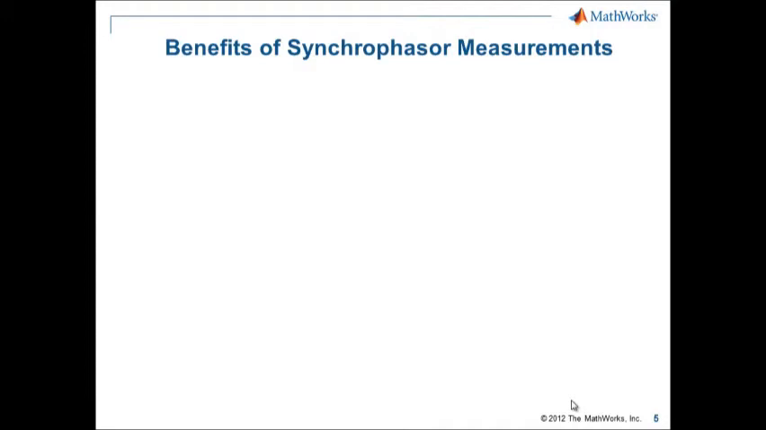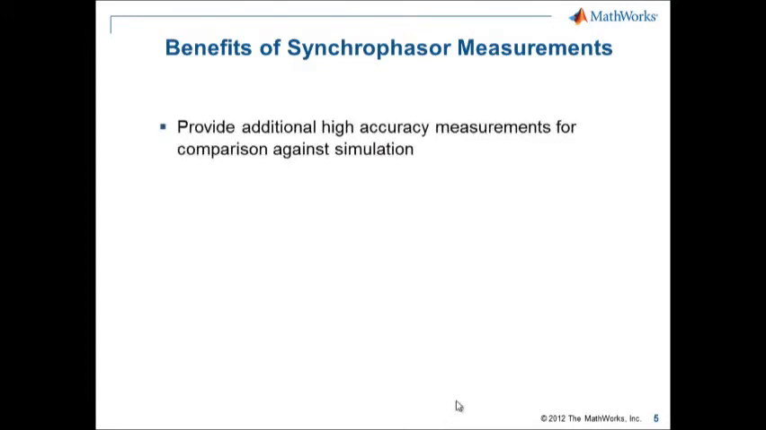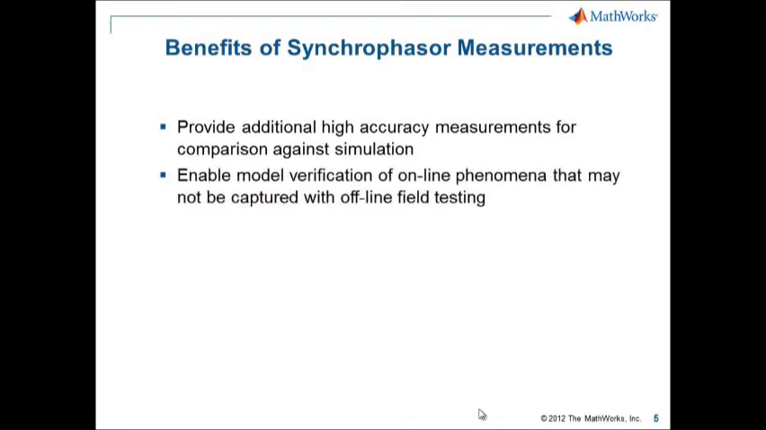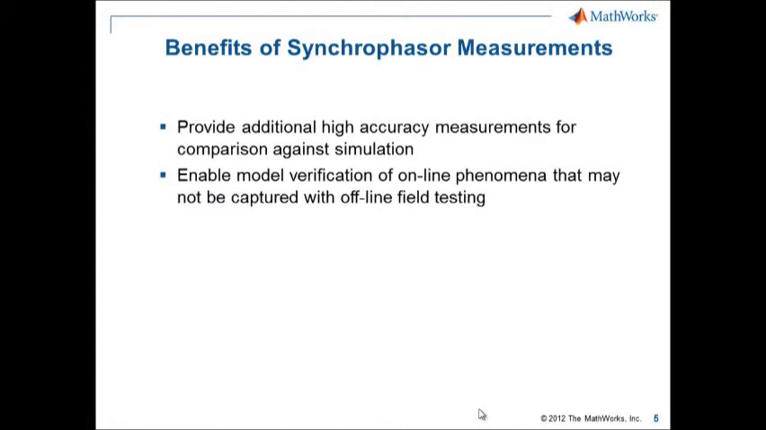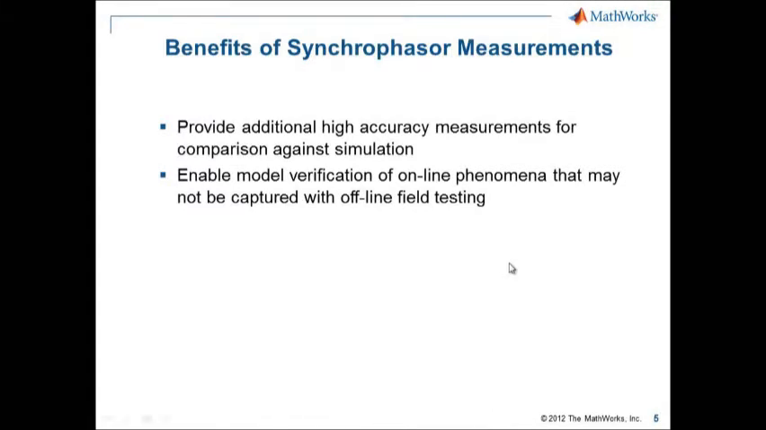And the reason that makes these measurements incredibly useful is that they're GPS time stamped. So no matter where in the electric grid you are making these measurements, you can look at them at a common time reference. So the first benefit is they provide highly accurate measurements. The second thing is because the system is operational and these measurements are being taken onto that operational systems as the disturbances are happening, as the faults are being recorded, you're getting highly useful information for performing model verification, and they enable model verification of an online phenomena that may not be captured with an offline field testing.